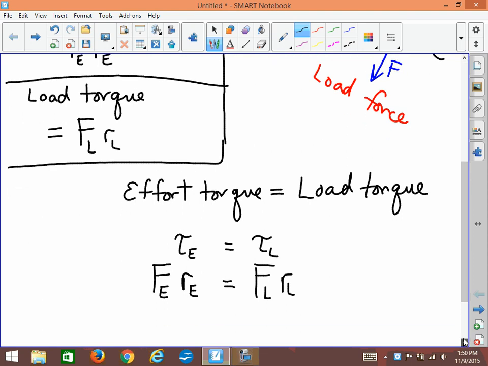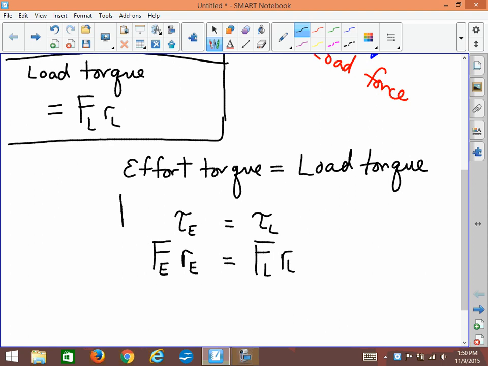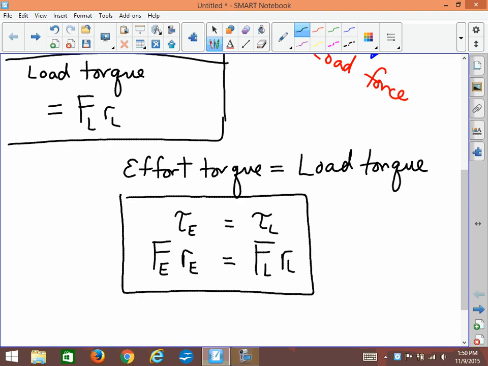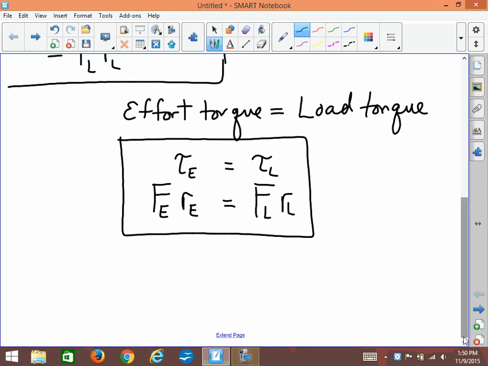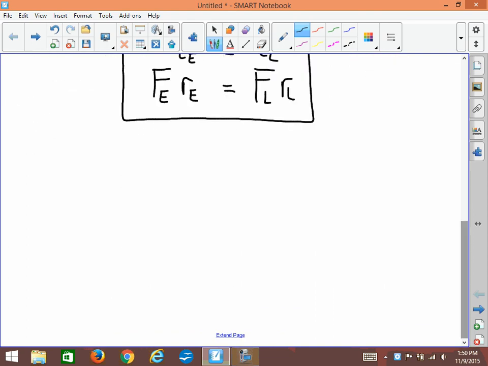So let's see if we can use this little bit of information right here to solve a couple of problems together. All right, we'll just move down here. Let's take a simple problem. Let's say that a camper is trying to move a rock. And so we'll use our lever here.